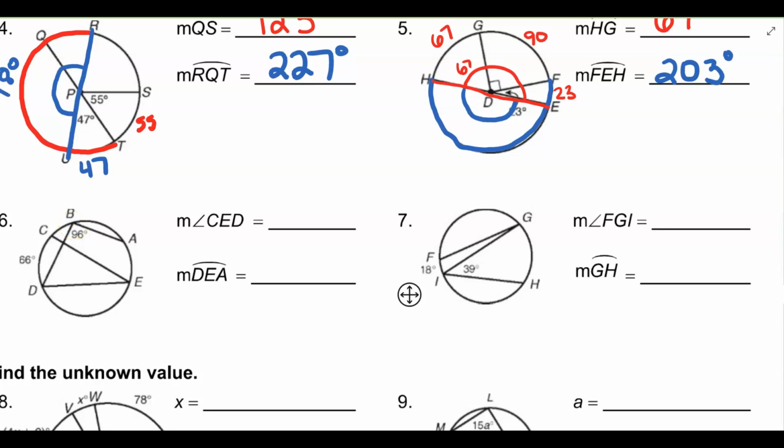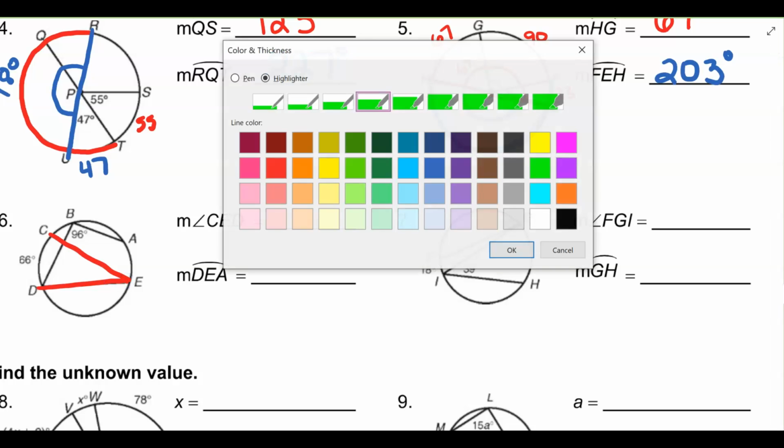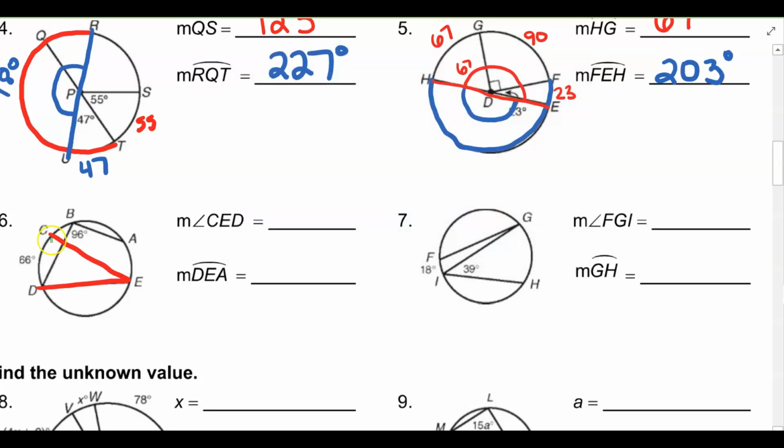So if they're asking me for the measure of angle CED, I'm going to look to the arc that's intercepted by that angle, meaning the arc that fits completely inside of that angle. And that's a 66 degree arc. The angle is always going to be worth half of the arc that it intercepts. So if that arc is 66, this angle is 33.